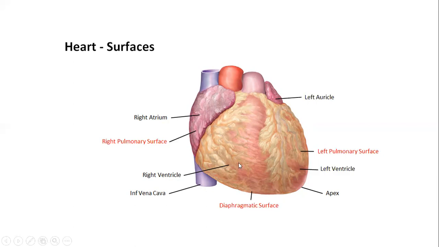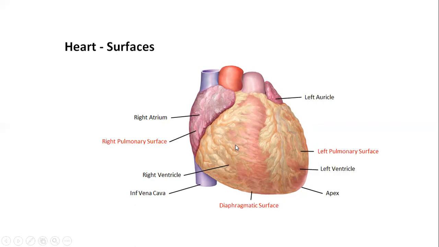So this surface of the heart is called anterior surface, and since it lies in close proximity to the sternum and the anterolateral aspect of the thoracic cage, that includes the costal cartilages and ribs, it is named as sternocostal surface. Then we have an inferior surface.